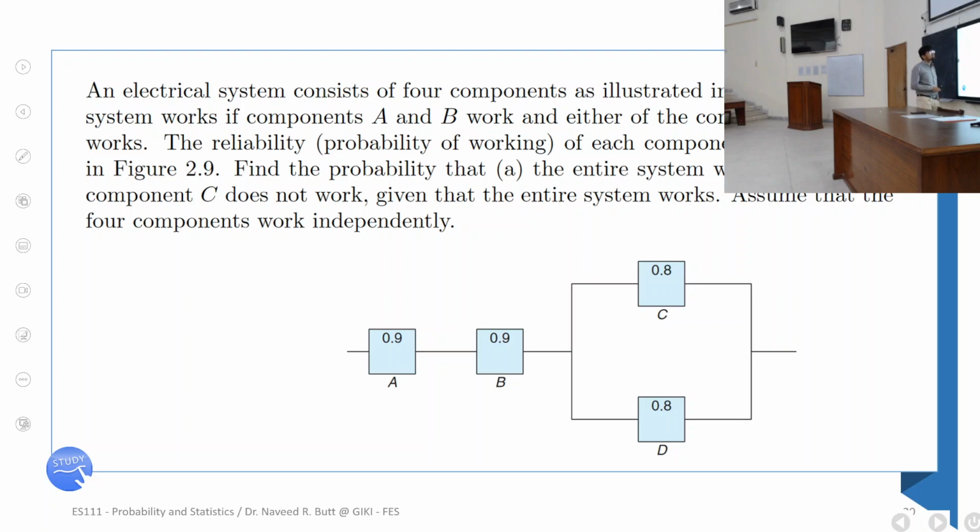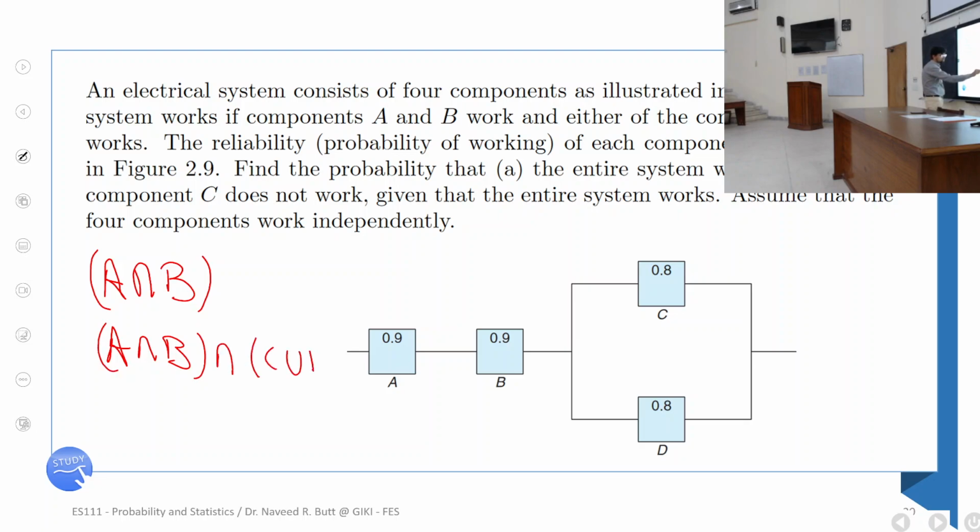In that case, first, can you tell me what is required in terms of sets for the system to work? A and B work, and either of component C or D work. So how should I write it? Some of you started that. A and B, with another and with C or D. So three components have to work. We have no choice in A and B. They have to work. But we have a choice among these, though one of them has to work. So three components have to work, C or D.